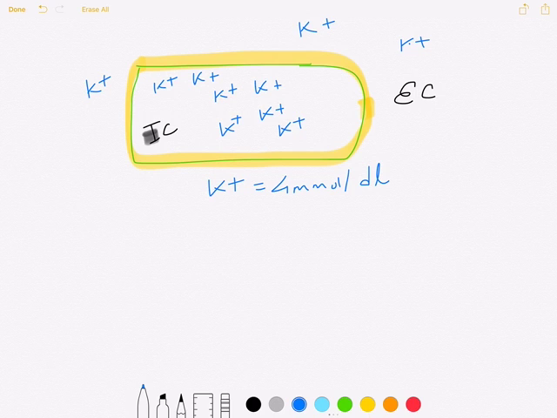And about sodium, there's more sodium outside the cell. This is opposite to potassium, and there is less sodium in the cell.